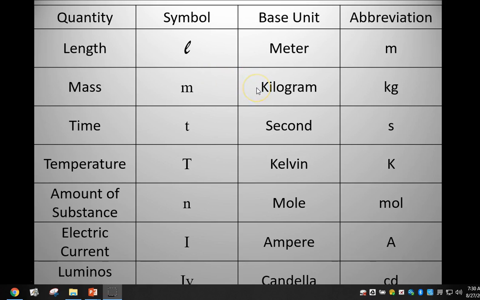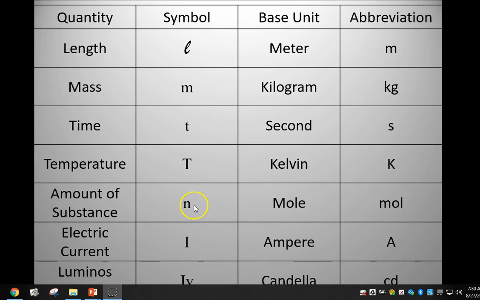Now, mass is an interesting one because the base unit is a kilogram. It's the only one that has a metric prefix here of kilo. All right, and that's kg. Time is measured in seconds. Temperature is not Celsius, it's Kelvin. We'll talk about the difference between Celsius and Kelvin another day. It's pretty easy to convert between those two, but notice it's not Fahrenheit.